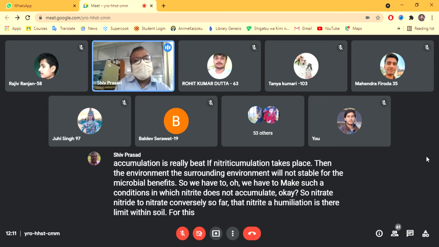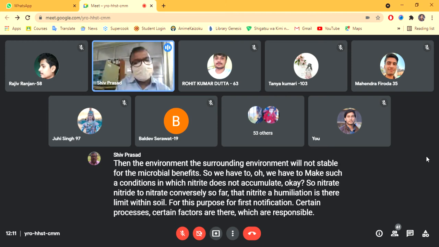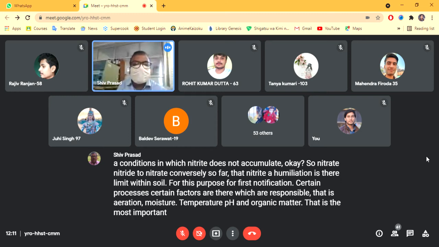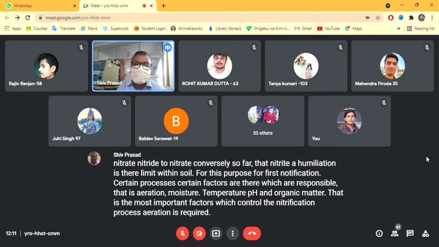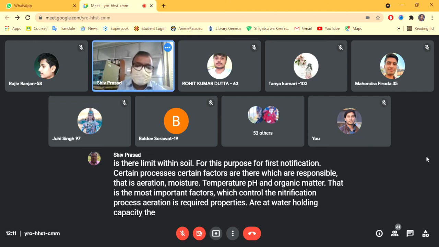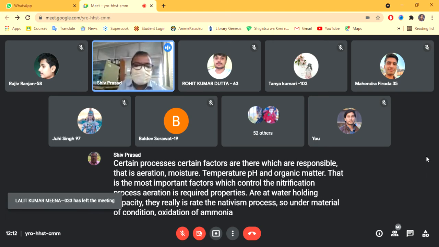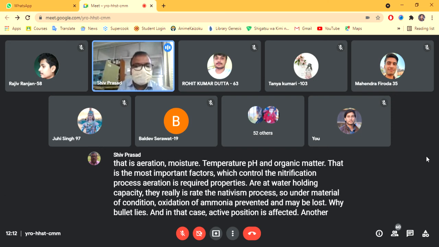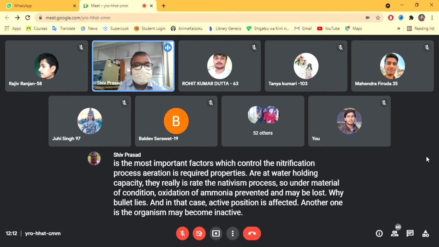For fast nitrification, certain factors are responsible: aeration, moisture, temperature, pH, and organic matter. These are the most important factors which control the nitrification process. Aeration is required. Proper aeration, or moisture at water holding capacity, mainly accelerates the nitrification process. Under waterlogged conditions, oxidation of ammonia is prevented and ammonia may be lost by volatilization, so nitrification is affected. The organisms may become inactive below pH 5.5 and may be reactivated by liming.